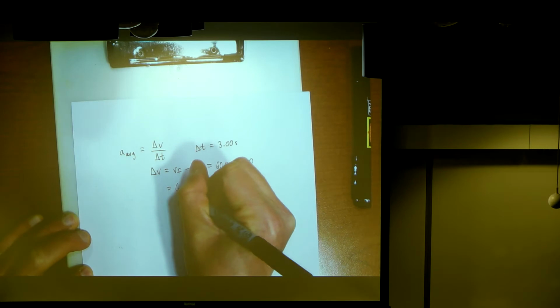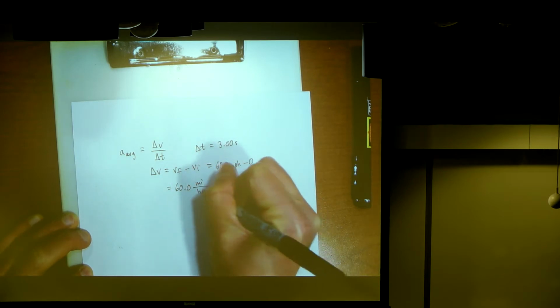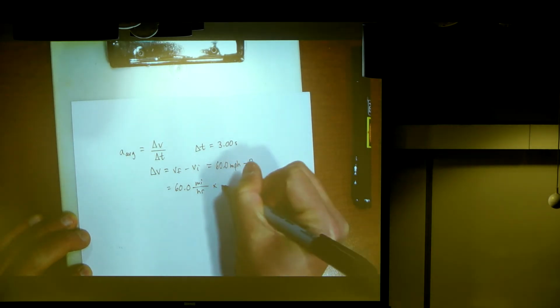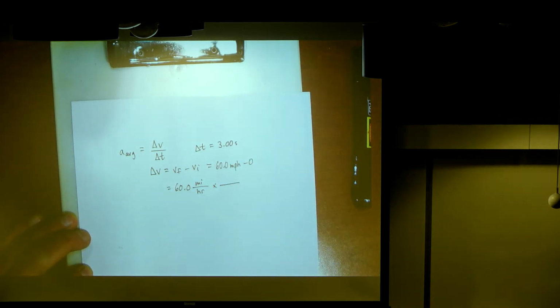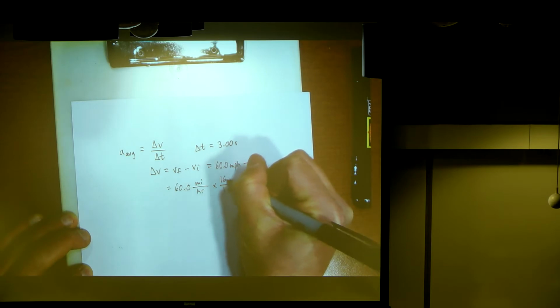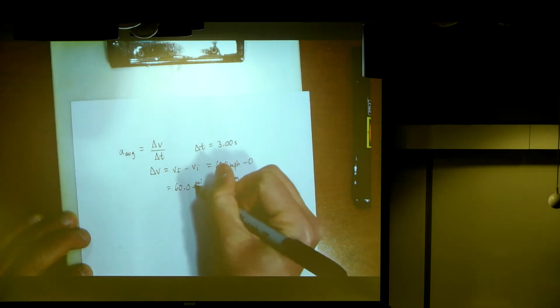So we have 60 miles divided by hours. I'll write it that way. So here's a unit conversion that you might not remember off the top of your head, but I'll just give it to you. In every 1 mile, there are 1,609 meters. So that's the unit conversion to go from miles to meters. Cancel that out.